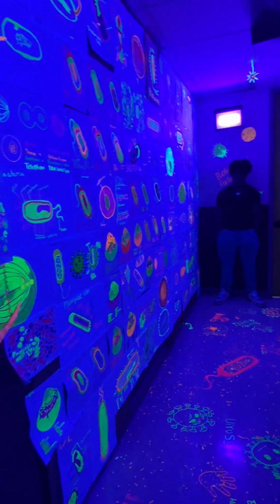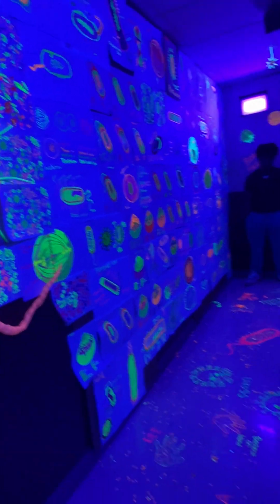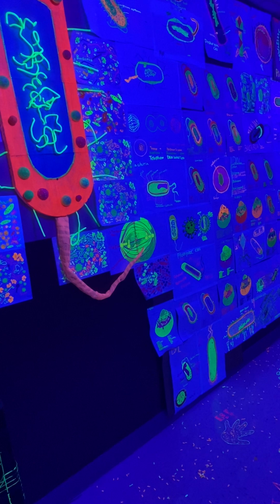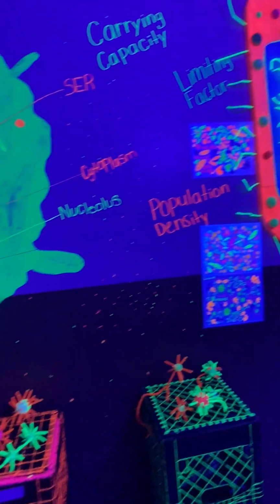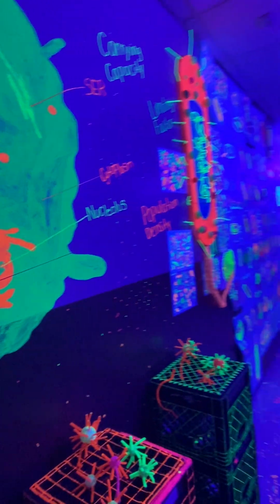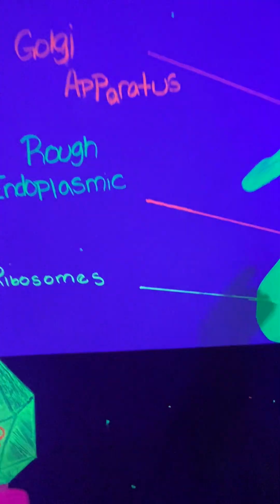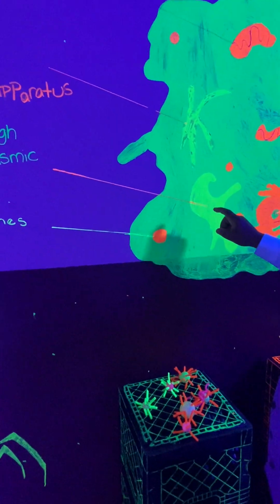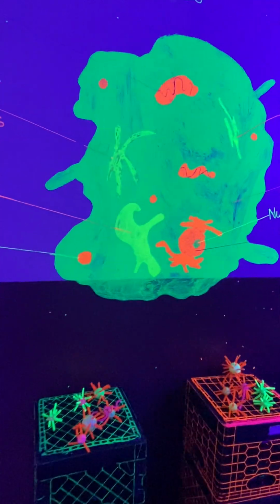Endoplasmic reticulum is the only cell organelle that I didn't see. Yeah, I understand. Everything else is perfect. Smooth and rough endoplasmic reticulum, you should look them up. This says rough endoplasmic reticulum. Oh, it does. That's endoplasmic reticulum that would have ribosomes on it.